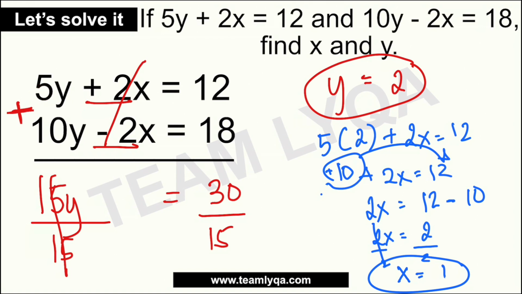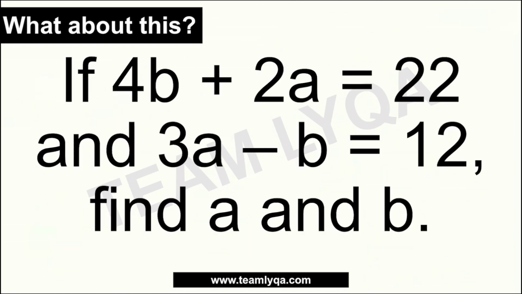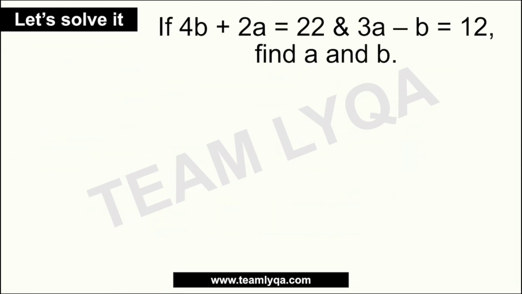Now, why am I saying that? Kasi hindi lagi na automatic may madali kang eliminate. Sometimes you have to create the situation. Let's take this as an example. Sabi dito, if 4b plus 2a is equal to 22 and 3a minus b is equal to 12, find a and b. Okay, so now we have this, right? Nire-write ko lang siya uli sa taas para may reference tayo.